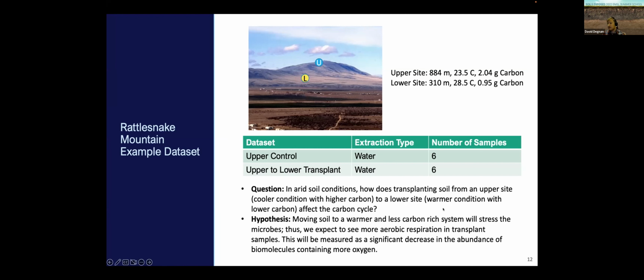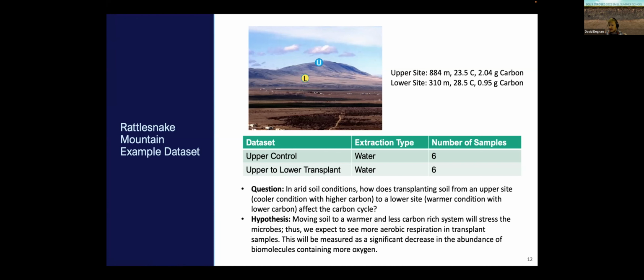And so to help aid in statistics, it's very important to think about what your specific question is. And that's what I'm simulating here. And what I'm hoping you guys will do this afternoon is, okay, in arid soil conditions, how does transplanting soil from an upper site, which is our cooler condition with higher carbon, to a lower site, which is our warmer condition with lower carbon, affect the carbon cycle?